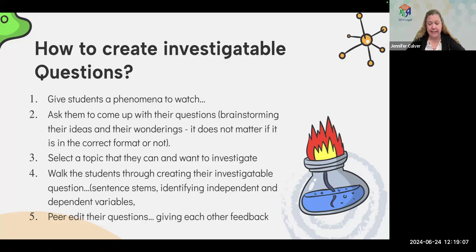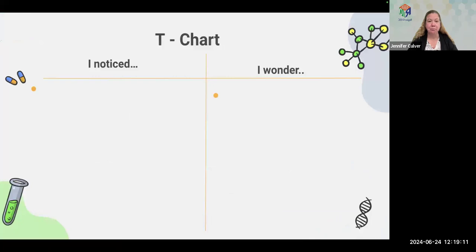So let's practice these steps for ourselves with a sample phenomena. Before we watch the phenomena, we need to create a T table of what you notice on one side and what you wonder on the other. Feel free to pause this video and start again when your T table has been completed.